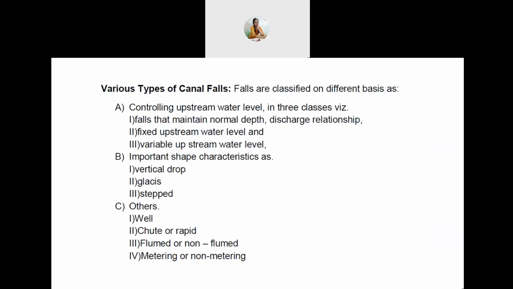Various types of canal falls. Falls are classified on different bases. Number A, controlling upstream water level, in 3 classes: falls that maintain normal depth-discharge relationship, fixed upstream water level, and variable upstream water level. Number B, important shape characteristics: vertical drop, glacis, and stepped. Number C, which includes others, are well, chute or rapid, flumed or non-flumed, metering or non-metering.